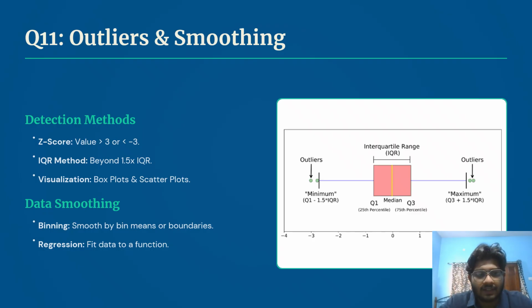Now, how do we find them mathematically? We find them by Z score, IQR method, and visualization. So, what is Z score? This calculates how many steps a value is away from the average. If the person's score is more than 3 steps away, it's flagged. IQR method, interquartile range. This is visually best seen on a box plot. The other one is visualization: box plot and scatter plot.